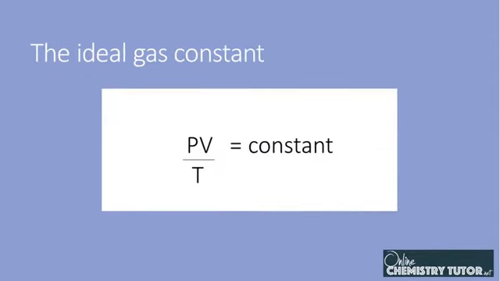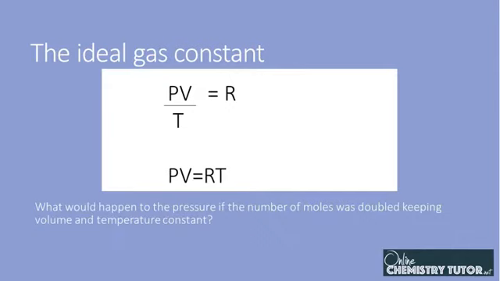Just like before, we know that P multiplied by V divided by T will always give you the same numerical answer. So we can make that equal to a constant. And that's what we do. And it has a name. You've come across it before, I'm sure. It's called the ideal gas constant. We don't call it constant or K. We give it the symbol R. So if P multiplied by V over T equals R, we can rearrange to put the T on the other side, and we can say pressure multiplied by volume equals R, the gas constant, multiplied by temperature.